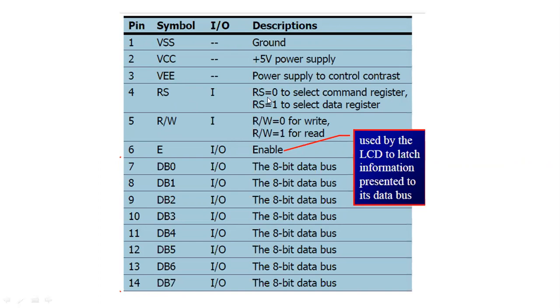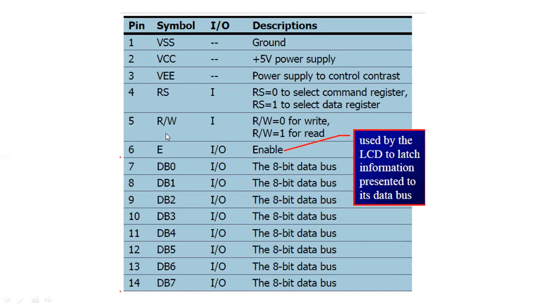To select the register, if this bit is equal to 0, then it will select the command register. That means it will send the command to the LCD. Suppose if you select register select RS equal to 1, it will select the data register, and the data we want to display will be transmitted to the LCD.